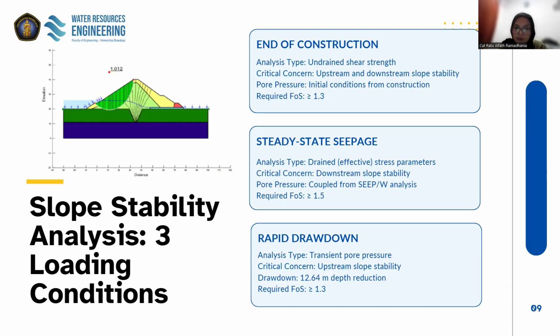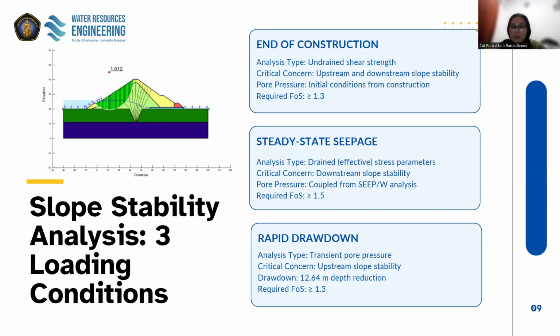to 1.3. And the steady state seepage, the second condition, with the analysis type is strain or effective stress parameters, with the critical concern is downstream slope stability. And with the pore pressure is coupled from CW analysis that requires the safety factor is up to 1.5.